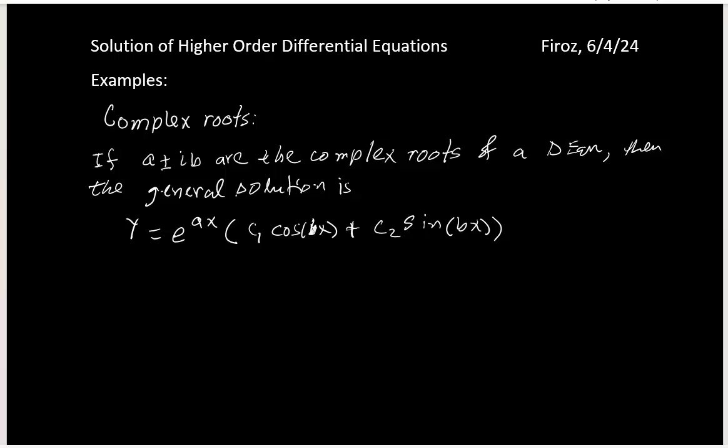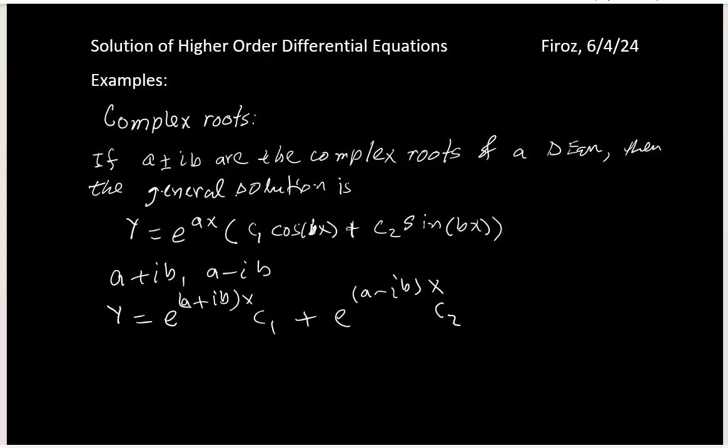So we just want to prove here why it is. Usually, if you think that your roots are like a plus ib and a minus ib, then you have seen the solution can be written as y equals e to the a plus ib x times c1 plus e to the a minus ib times x c2. All right. So then we know one theorem. It's called de Moivre's theorem.